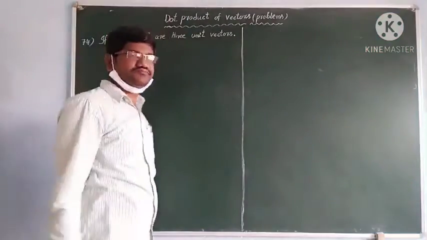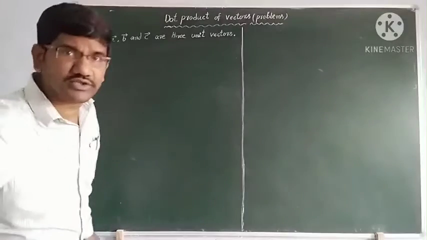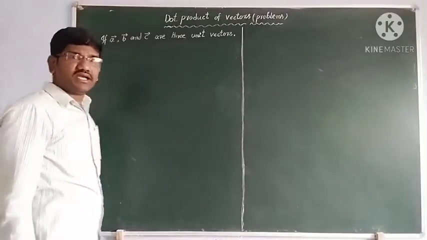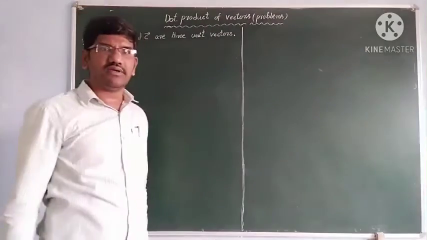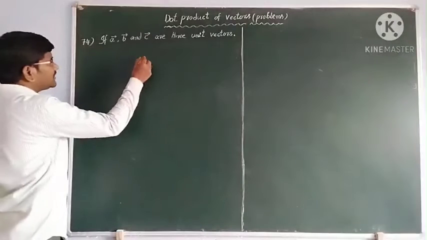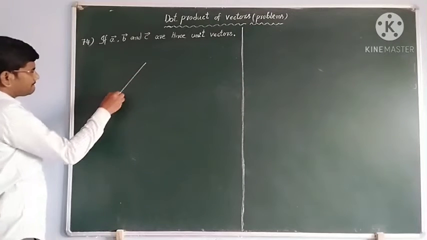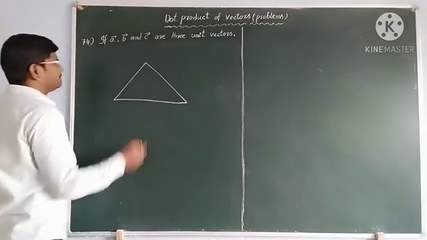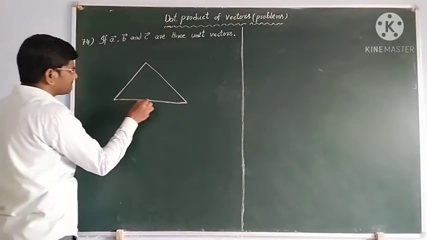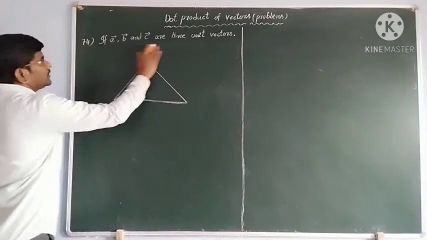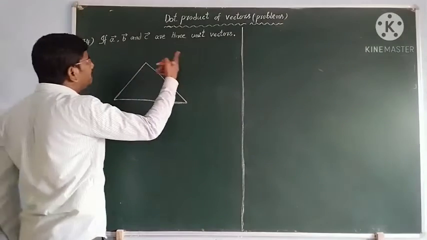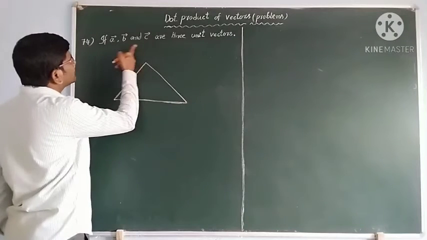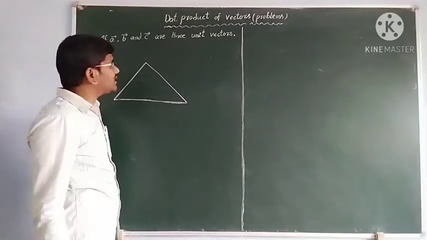See students, a bar, b bar, c bar are three unit vectors acting along the three sides of an equilateral triangle. So I am taking one equilateral triangle. So this is three vectors acting along the sides. a bar is one vector, b bar is another vector, unit vectors means their magnitudes are same.